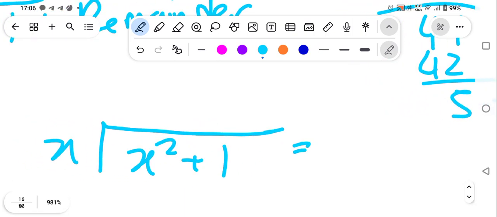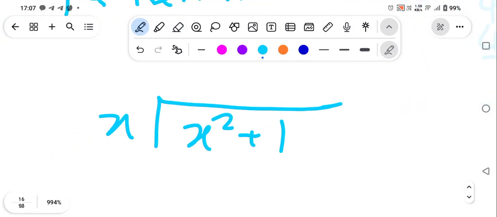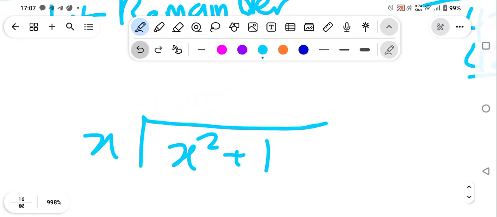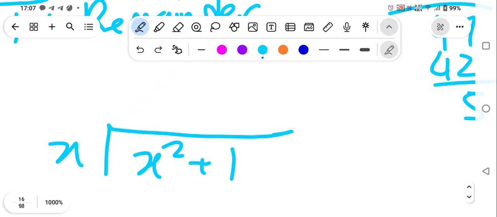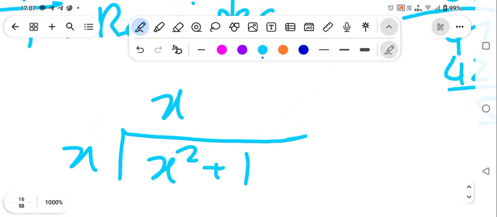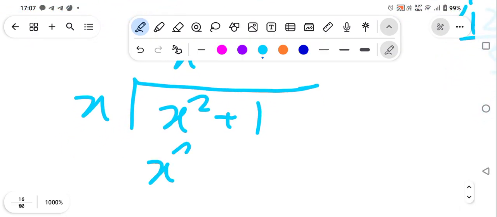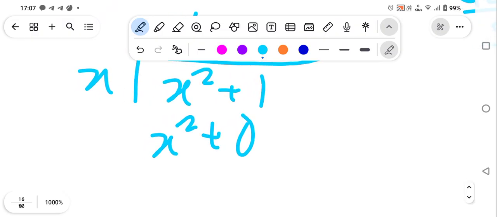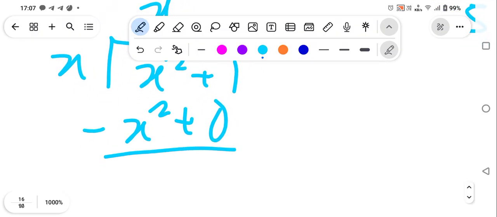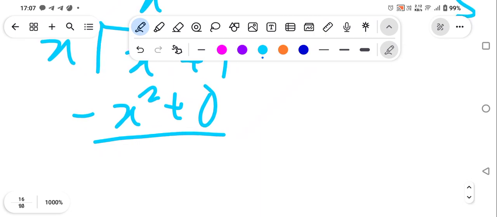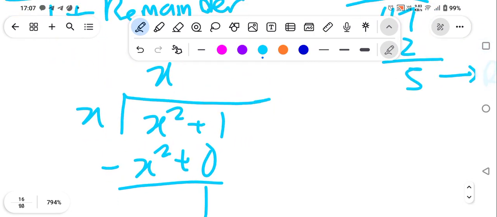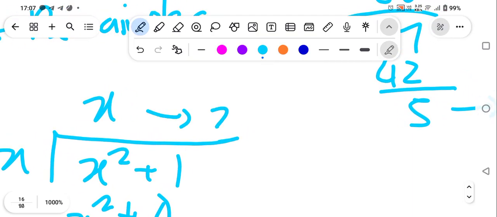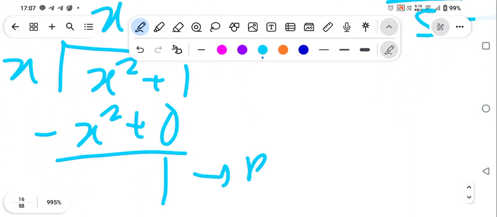So what we're gonna do is find the highest power. So what can we do to the x? Let's try and multiply by x. So the same thing, we multiply by x, we get x squared plus 0. So this will be our remainder. So we're gonna minus, and x squared minus x squared will be 0, and we will only have 1. So what is this? x is the factor. 1 will be the remainder.